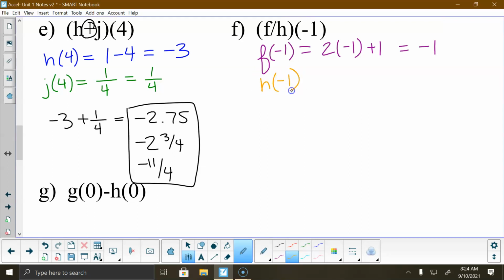H of -1 is 1 minus -1. So what's 1 minus -1? 2. And I've got to divide them. When you're subtracting a negative, you're taking away a bad thing, so you're really adding a good thing. Think of it like distributing a negative.